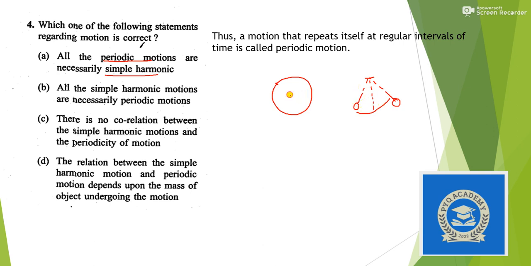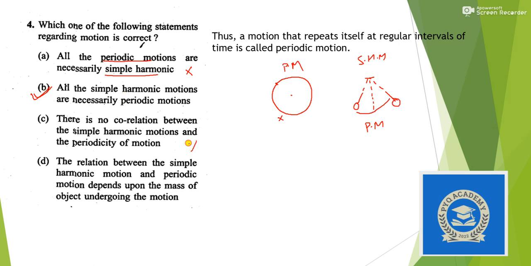But in here, it is a simple harmonic motion. This is a periodic motion, but this motion cannot be called a simple harmonic motion, because there is no mean position and the motion is not to and fro. So the first statement will be wrong. All periodic motions are not necessarily simple harmonic motion, because this is not SHM, but all SHM is necessarily a periodic motion. So our answer is option B.